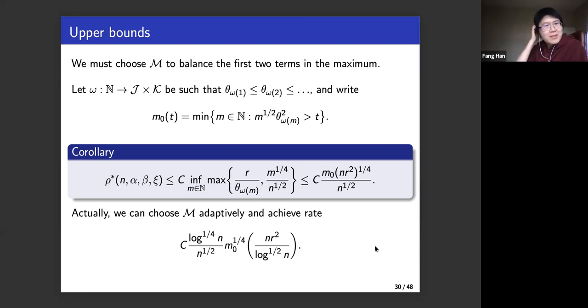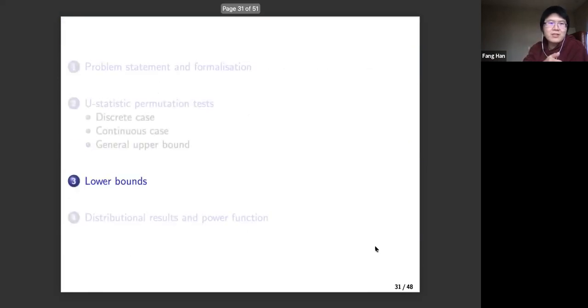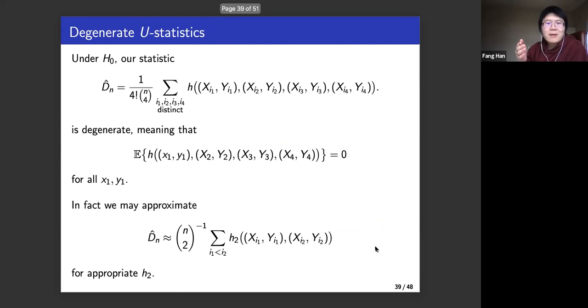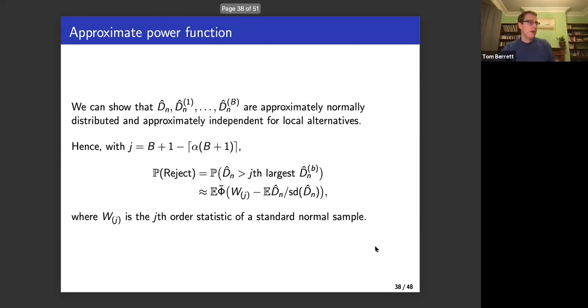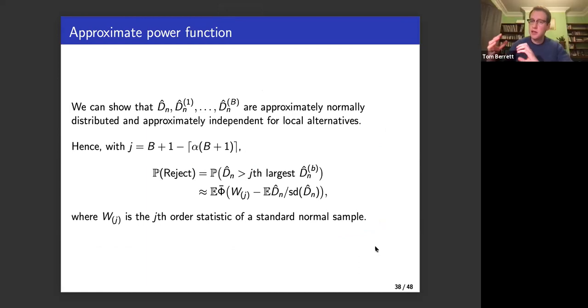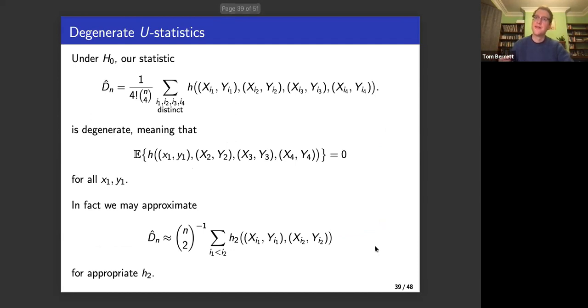I was a little bit surprised when you were doing the power function. If my understanding is correct, under both null and alternative, you have Gaussian approximation, or at least it's for local alternatives. So not all alternatives, right? Yeah, thanks. I should have made that clearer.